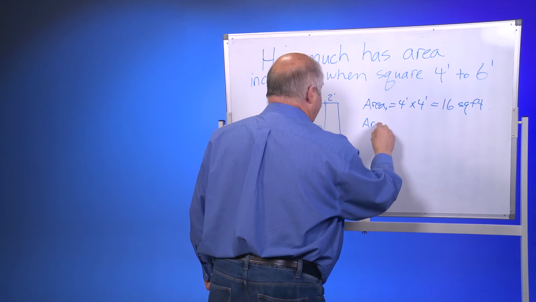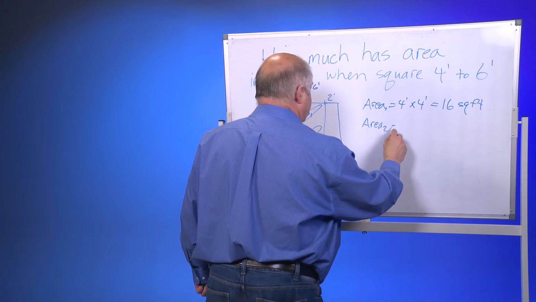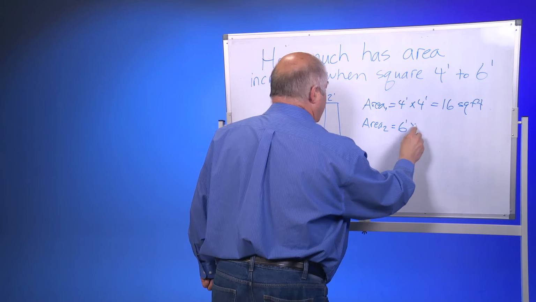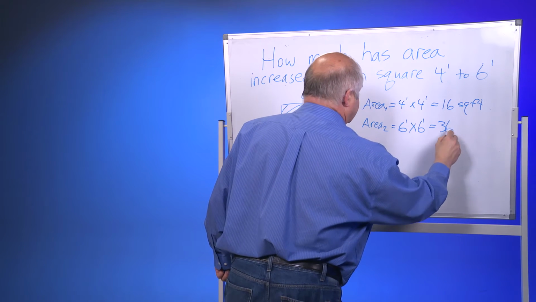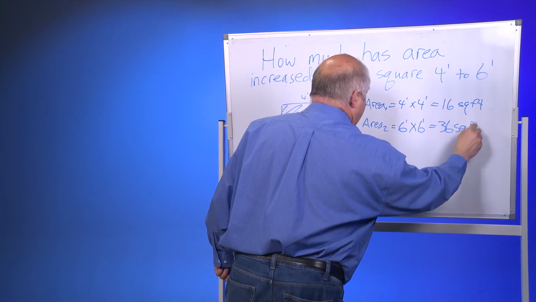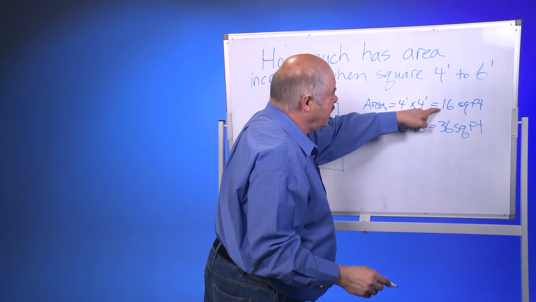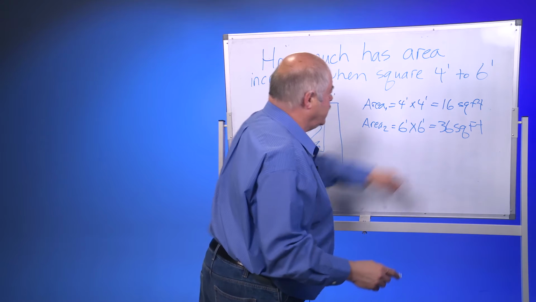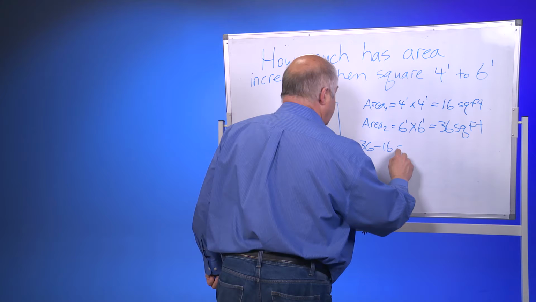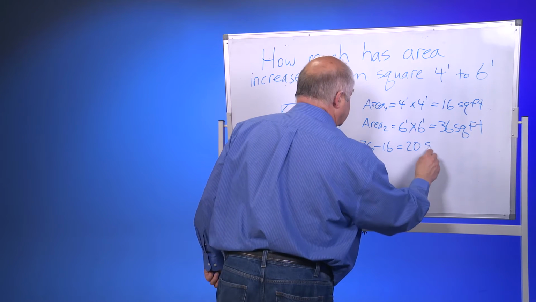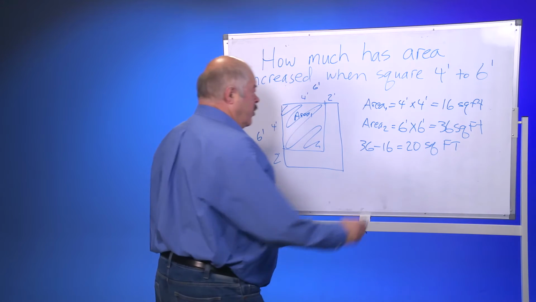The second area, I'm calling it area 2, is equal to 6 feet times 6 feet, which is equal to 36 square feet. And so how much has it increased? It's gone from 16 square feet to 36 square feet. So it's 36 minus 16. It's increased by 20 square feet. So that would be the answer.